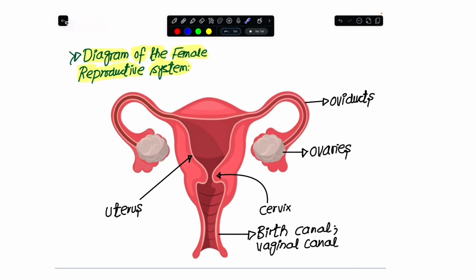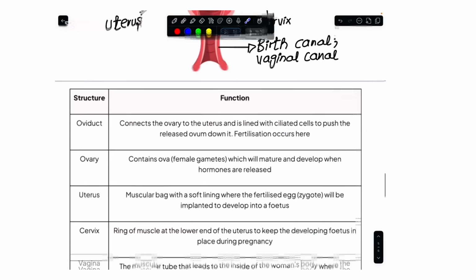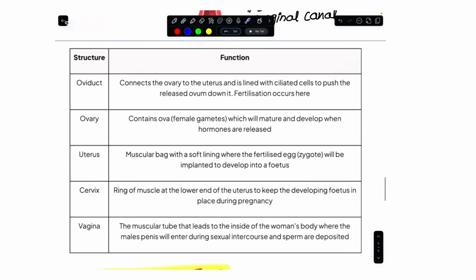Now, I have explained everything related to the female reproductive system, so I would simply take you to the table and then I would mark their functions. I am starting from the ovary. As I said above, they have in them the female gametes, which are the egg cells. Within the ovaries, they would mature, and once they develop, they would ultimately come into the oviducts.